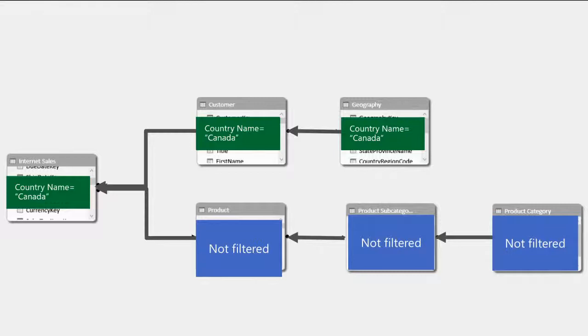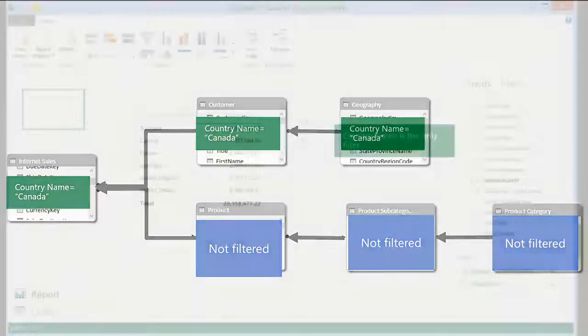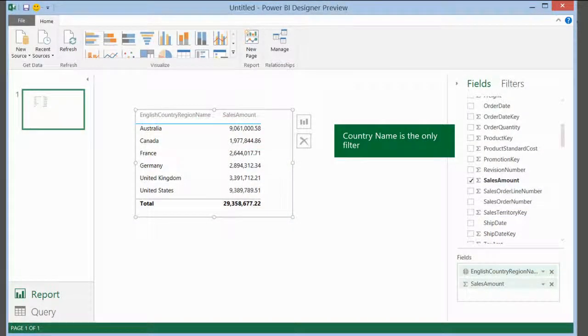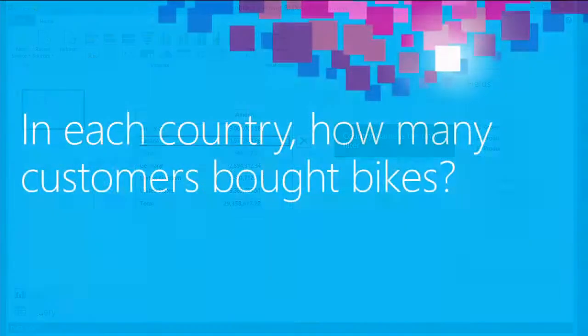The other tables are not filtered. We don't use those. They are the end of the line. So country name is the only filter here. And again, this is how we get to the single result of Canada.